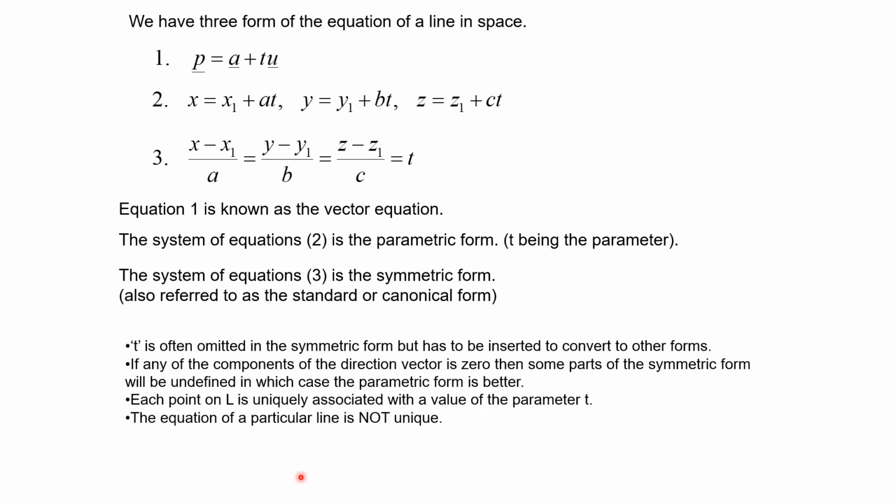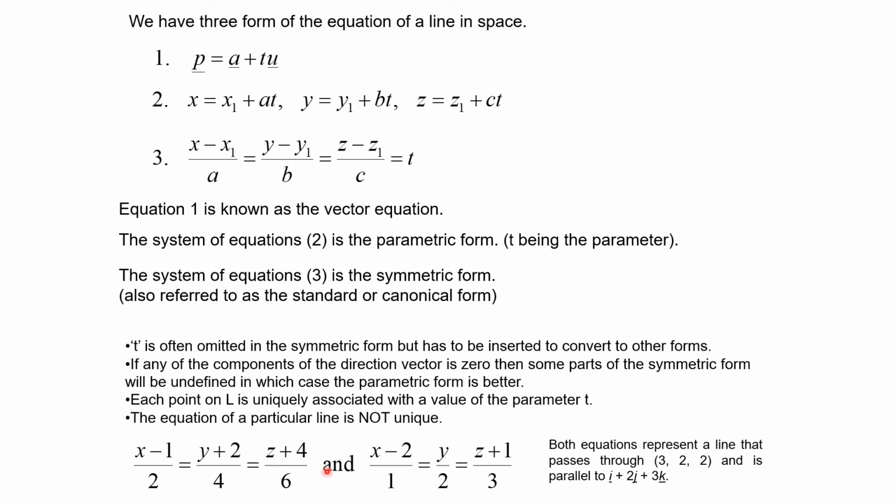The fourth point says the equation of a particular line is not necessarily unique. For example, if you have these two equations in symmetric form, and you set each equal to t and assume t is 1, how are you going to identify the x, y, z values here? It is concluded that both equations represent a line that passes through the point (3, 2, 2). So how do we get the point? For example, the t value is 1. I required you to assume it's 1, right?